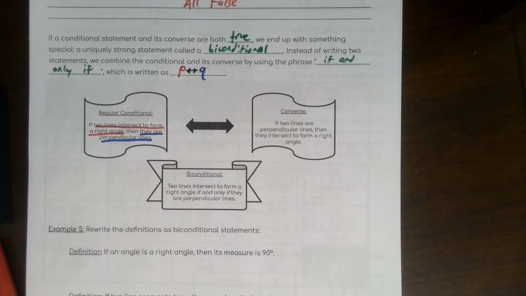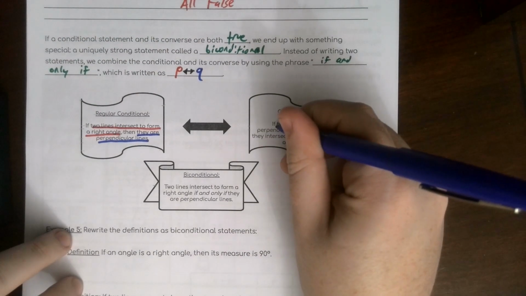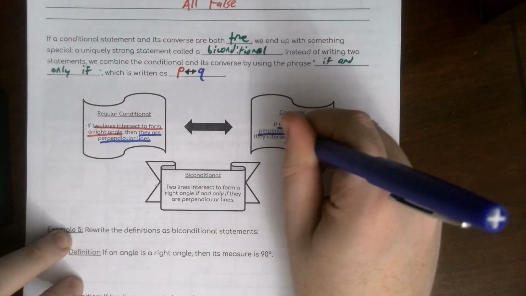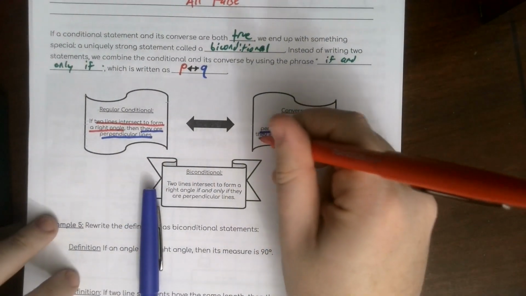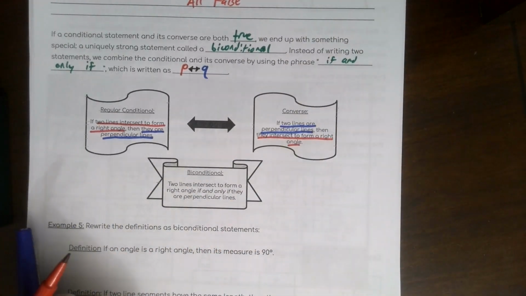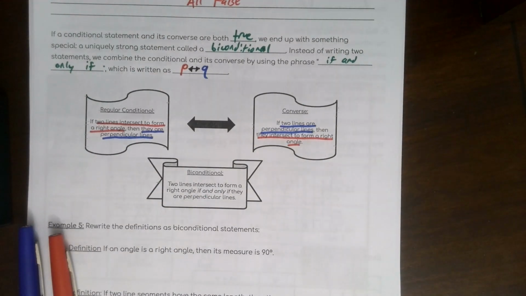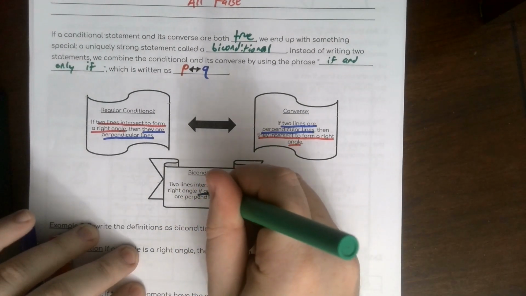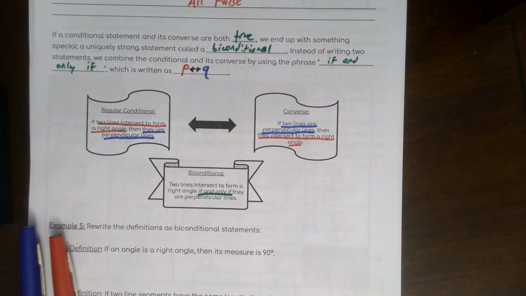If two lines are perpendicular lines, then they intersect to form a right angle. This time, we have a conclusion first, and the hypothesis second, and I still agree. I still think that's true. Because they're both true, we combine them and say, two lines intersect to form a right angle if and only if they are perpendicular lines.